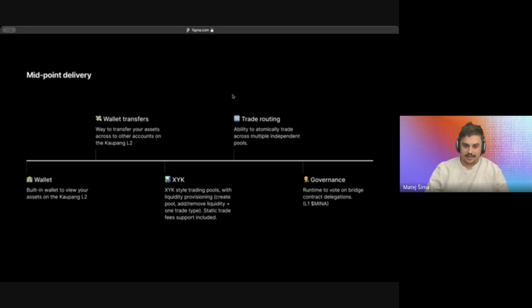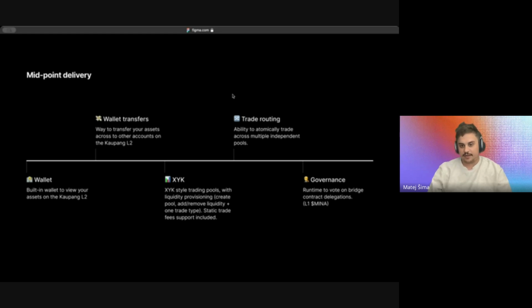It was followed by XYK style trading pools. You probably know that as Uniswap V2. So we built something very, very similar to that. It included creating pools, adding or removing liquidity, trading, and also routed atomic trades. So if there wasn't a pair available to trade directly as you wanted, so the pool didn't exist, you were able to trade across multiple different pools atomically.